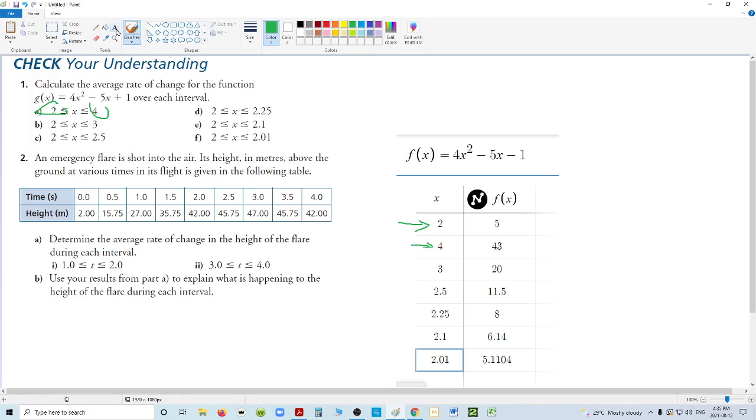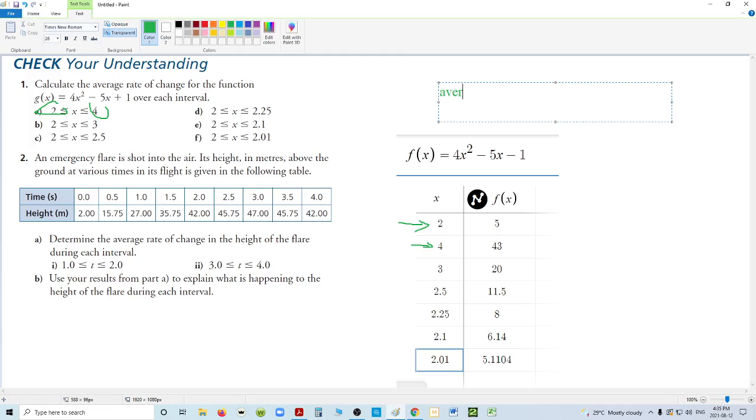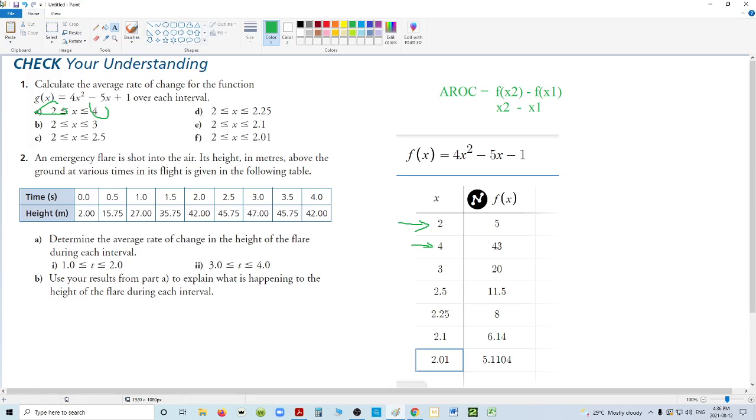So how we write that is the average rate of change, AROC, and you're going to get used to that, is going to be f of 4 minus f of 2, f of x2, there we go, minus f of x1, divided by x2 minus x1. Okay? All like that. So ask yourself, what's my x1 and my x2?